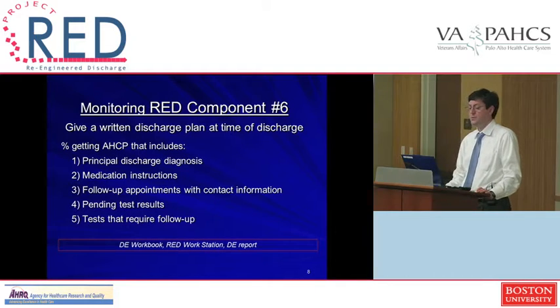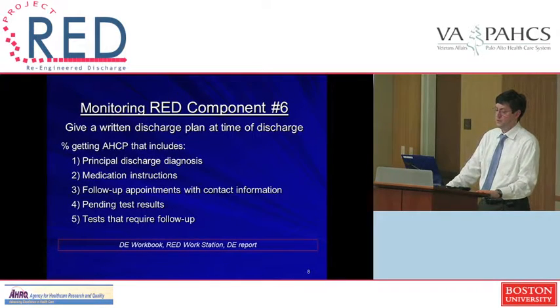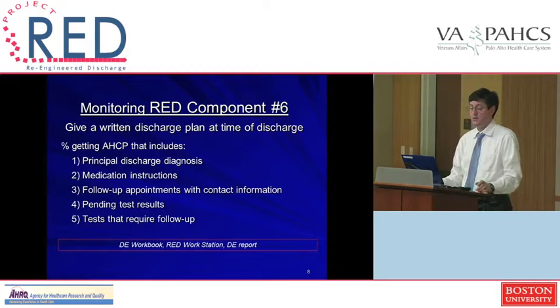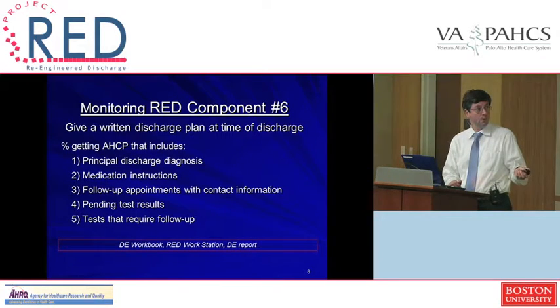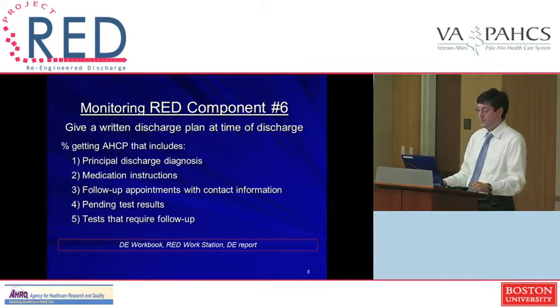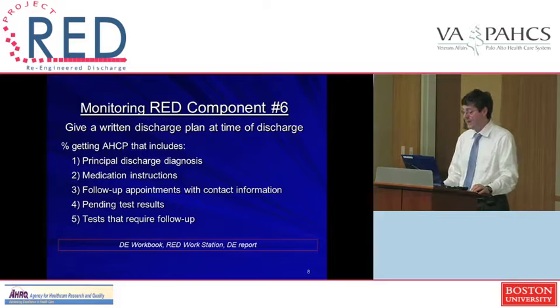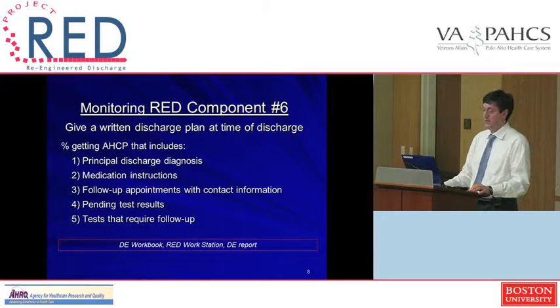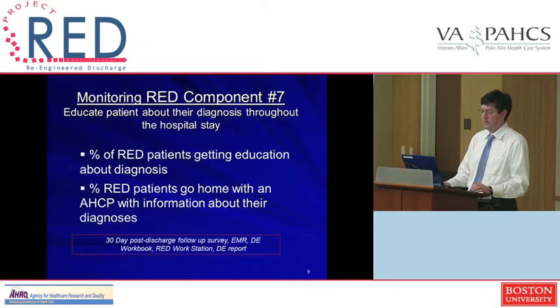Number 6, give a written discharge plan at the time of discharge. So this is the percent of after-hospital plans that are given to patients, and do those after-hospital care plans include the diagnosis, the medication instructions, the follow-up appointments with the contact information, any pending test results, and tests that require follow-up. And again, this is collected from both the workbook and the workstation, as Marcus again presented, could automatically provide you with the percent of the time that information is included in the after-hospital care plan so that you can track over time the quality of the after-hospital care plans. And that's a great advance.